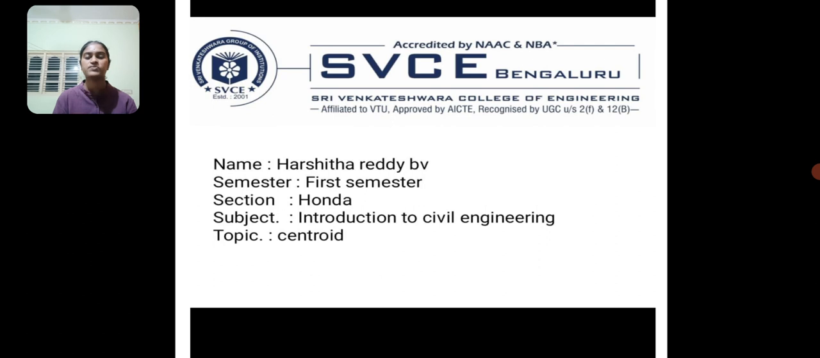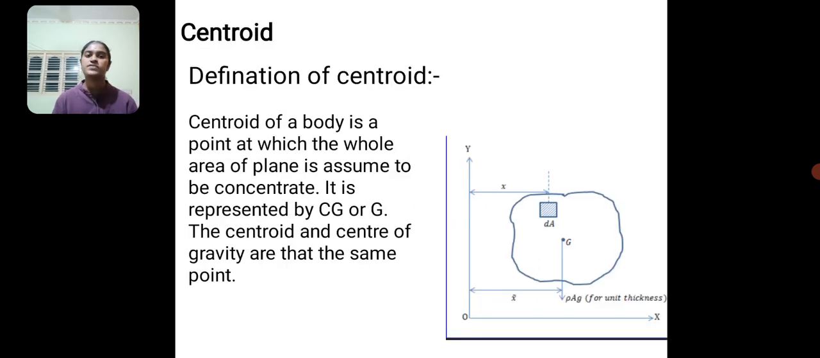My topic is centroid. Definition of centroid: the centroid of a body is a point at which the whole area of a plane is assumed to be concentrated. It is represented by CG or G. The centroid and the center of gravity are at the same point. Here in the diagram you can see the whole body acting at one point.